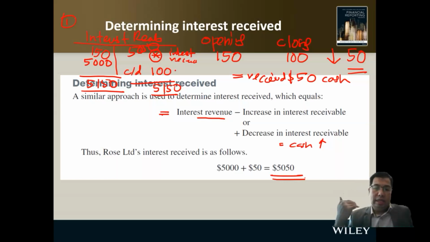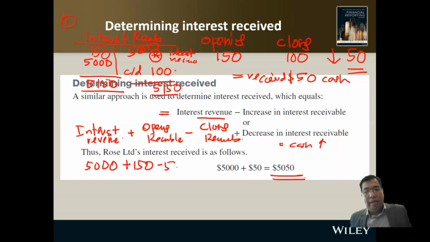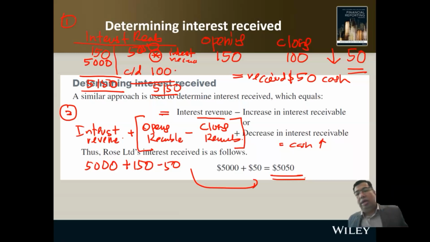Or you can use the formula: interest revenue plus your opening receivable minus your closing receivable. So it's going to be 5,000 plus 150 minus 50. That's why you get 5,050. So that is how we determine the interest received. You can use method number one by using accounts, or you can do method number two by looking at the changes in your interest receivable.